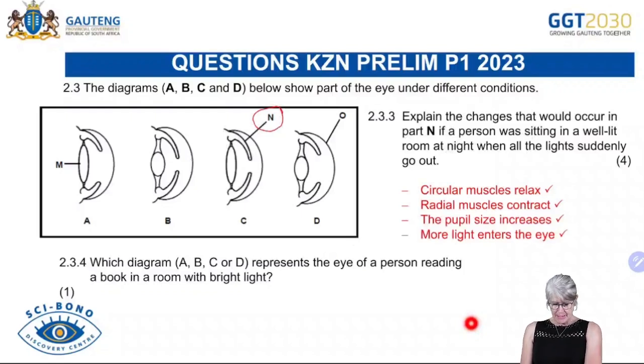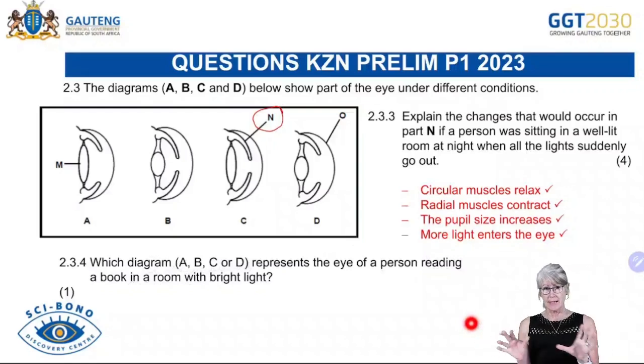All right, the next question: which diagram, A, B, C, or D, represents the eye of a person reading a book? When I'm reading a book, like I'm doing now, in a room with bright light, I'm looking up close.